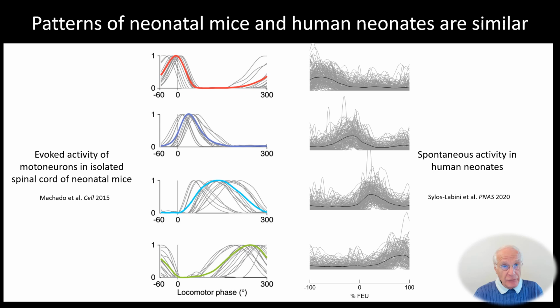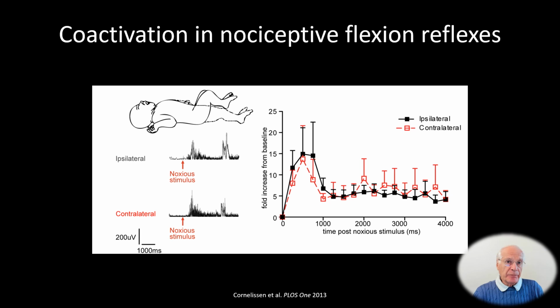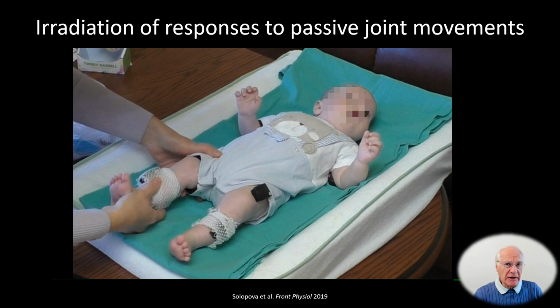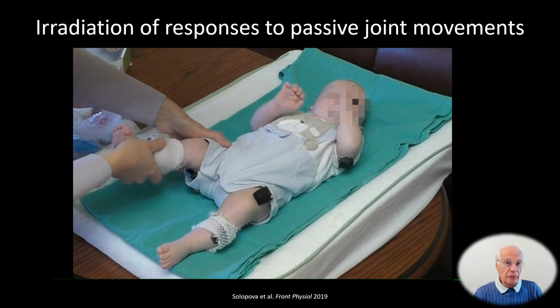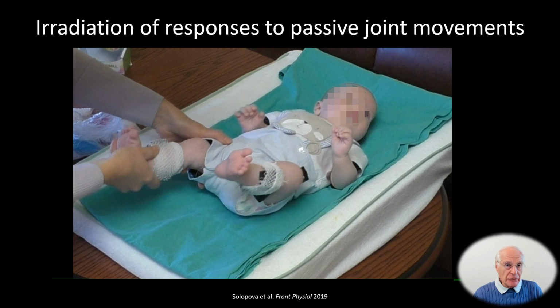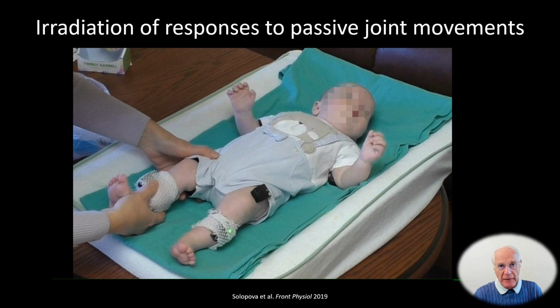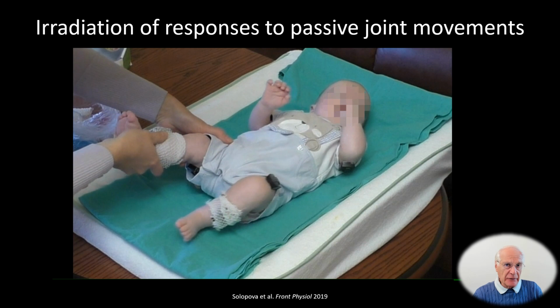In young infants, there is extensive co-activation of several muscles, including antagonists, during both spontaneous movements and reflexes. For instance, noxious stimuli evoke ipsilateral and contralateral flexion activity in newborns. We studied the responses to passive cyclic movements in infants aged between 2 weeks after birth and 12 months. We found that movement of one joint can evoke contralateral responses, the so-called irradiation of the responses to distant muscles. Irradiation typically decreases until disappearance with increasing age, but it may reappear with pathology.